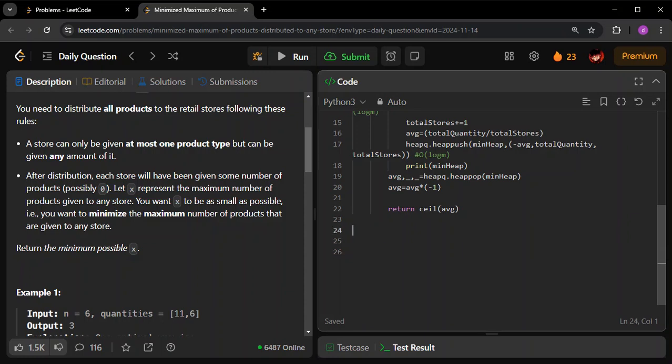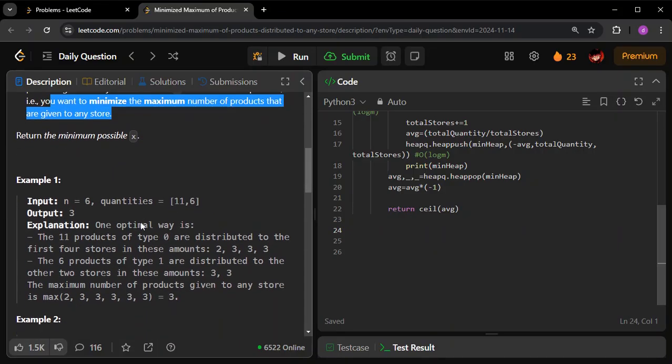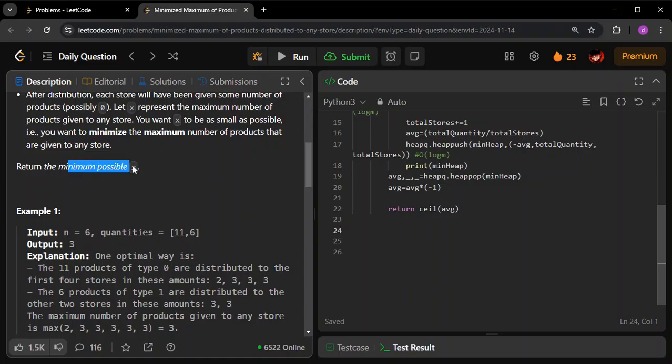What is the second one? After distribution, each store will have been given some number of products, possibly 0, you might not have given anything to it. Let x represent the maximum number of products given to any store. You want x to be as small as possible. You want to minimize the maximum amount of products. So they are asking us to find the minimum possible x.